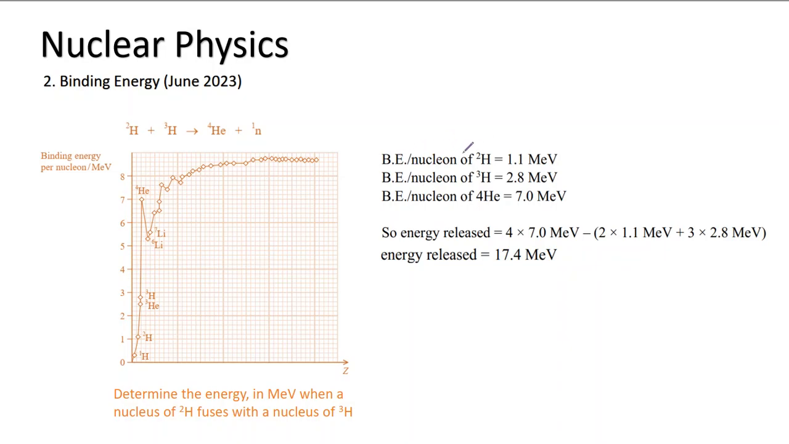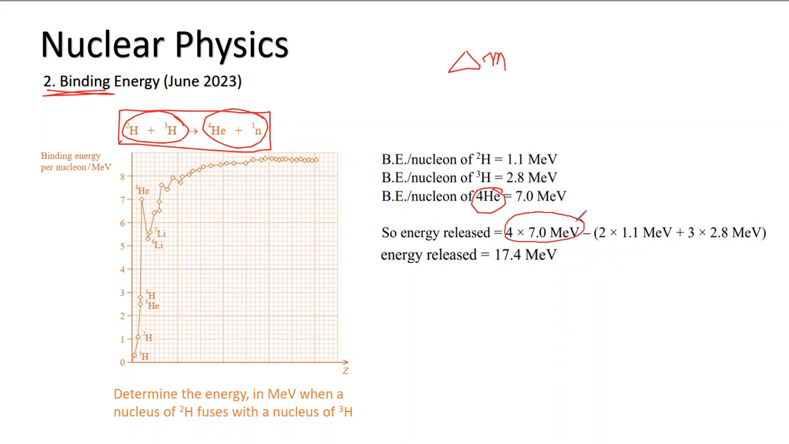Binding energy per nucleon of deuterium is 1.1 MeV. Binding energy per nucleon of tritium is 2.8 MeV. And the binding energy per nucleon of helium is 7. You have to refer to this equation. So these are the reactants, these are the products. So binding energy is always associated with del M, which is the mass defect. So this is the product and these are the reactants. When you subtract the energies corresponding to the mass defect, this is the energy released.